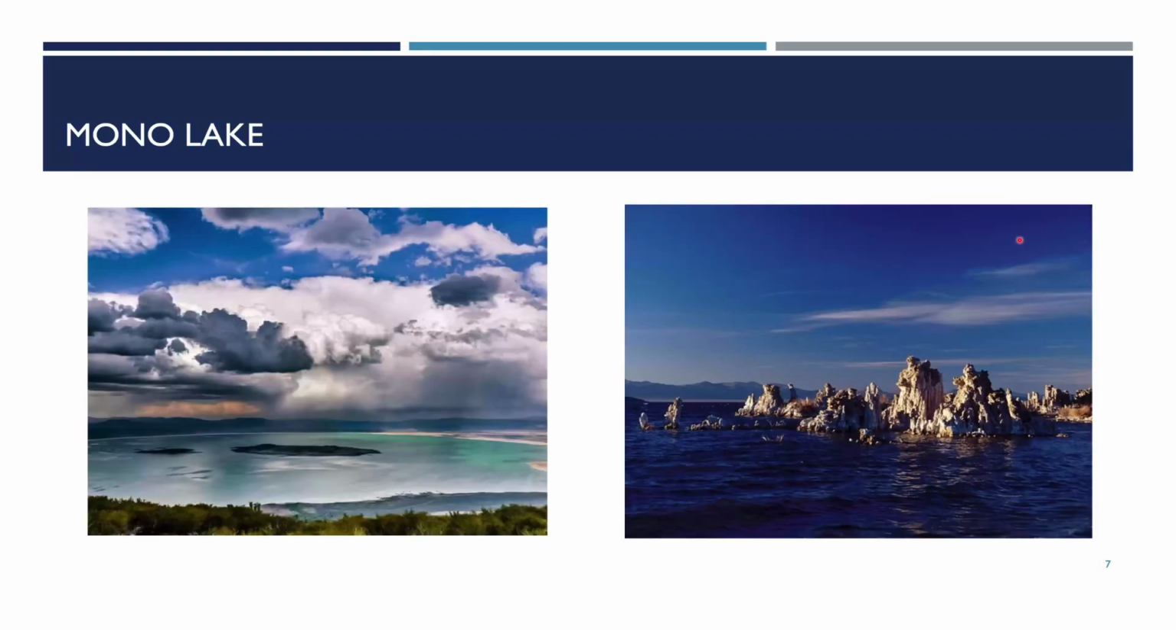Tufa towers rise dramatically from the lake bed and the shoreline. These are limestone formations created by the interaction of calcium-rich spring water and the lake's existing carbonate-rich water. So volcanic islands, including Negit and Paoha in the left picture, punctuate the lake's surface. And then surrounding the lake, although these pictures look quite moist and green, is this high desert ecosystem with really stark contrast between the arid land around it and the expansive water that is the lake itself.